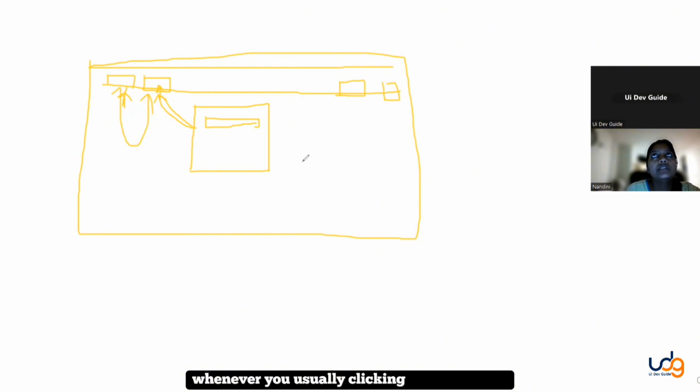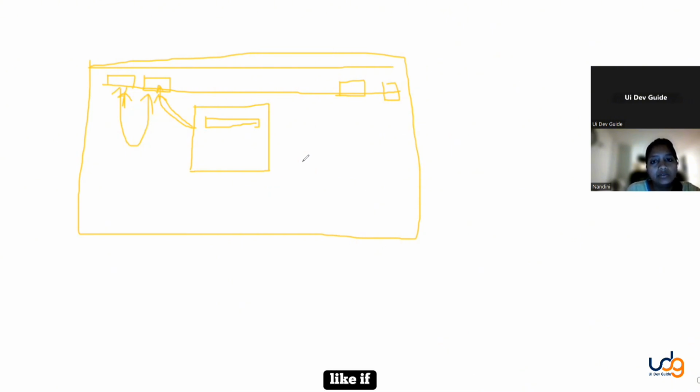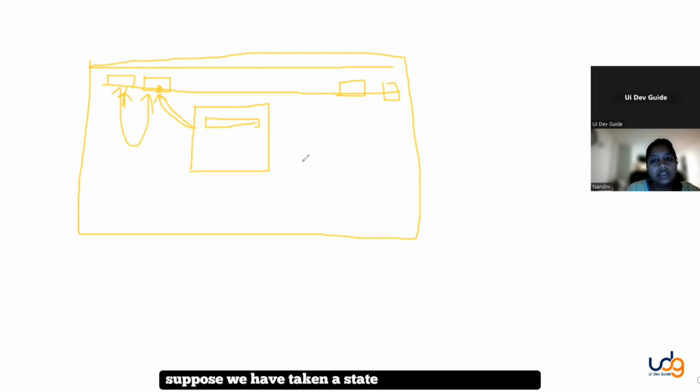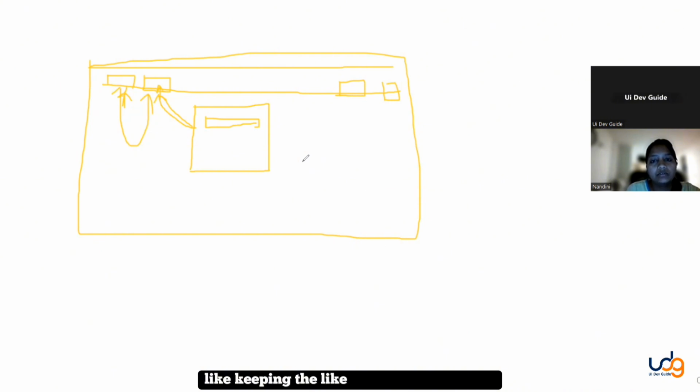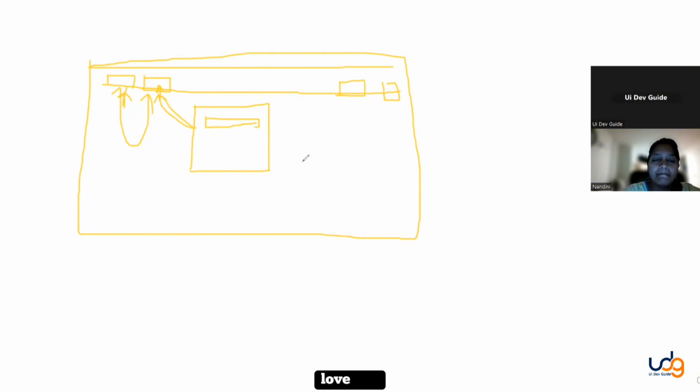Whenever the user is clicking on that button, we can check the state. Suppose we have taken a state where we are keeping whether it is accessible or not, something like that. No, that is not the question I'm asking. What exactly is that thing? I want to do that only. What do we have to do to check that? Okay.